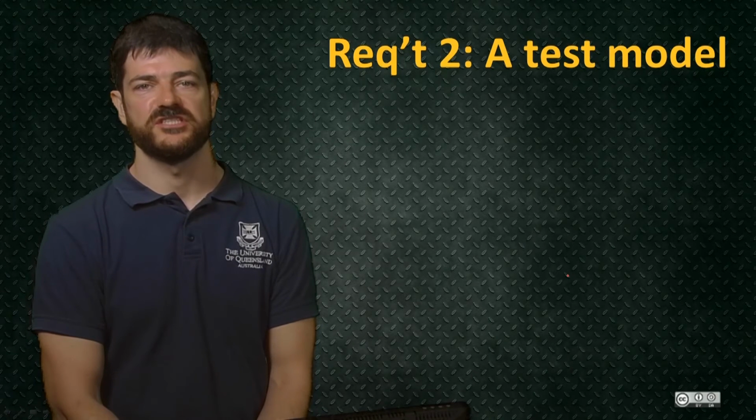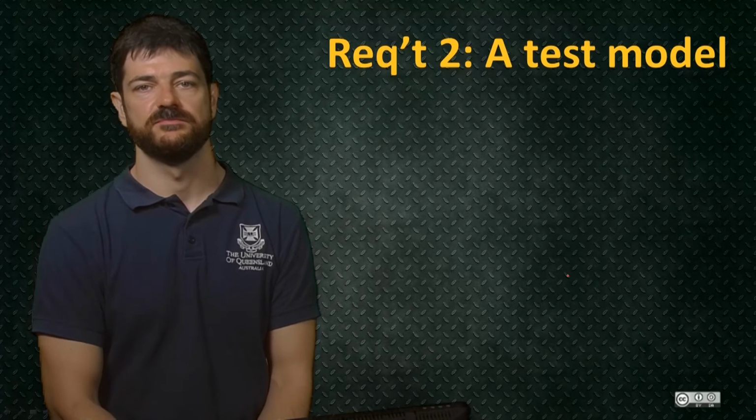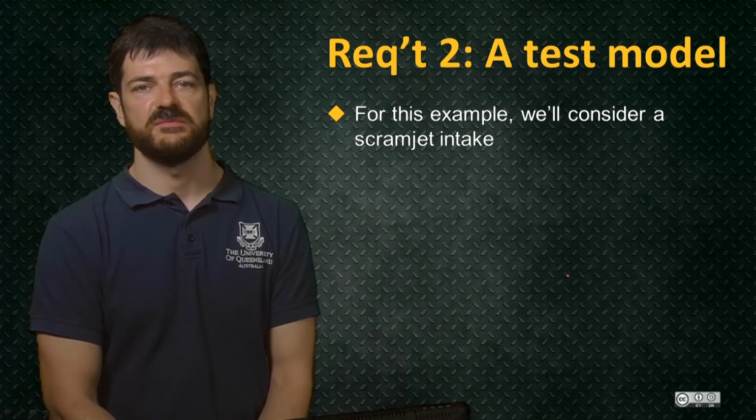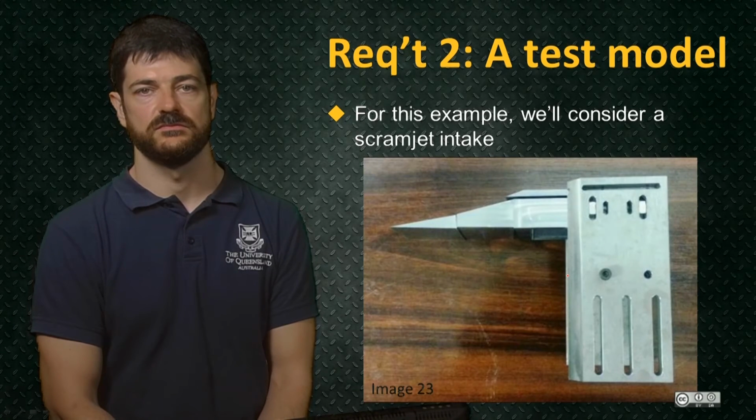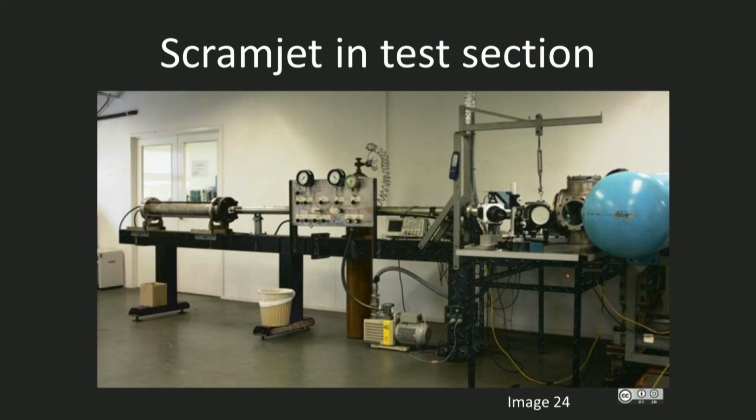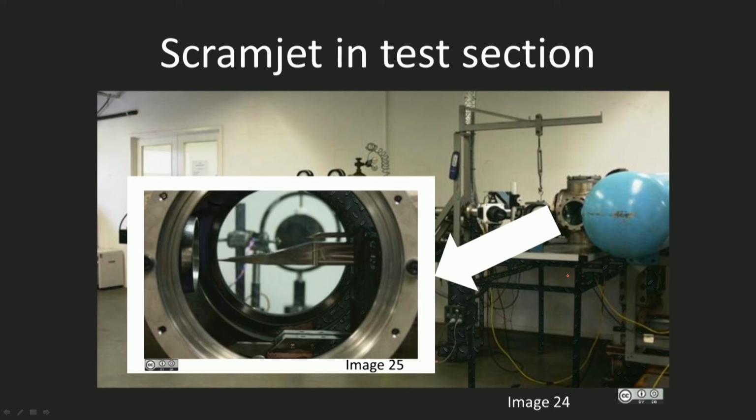The second requirement for Schlieren testing is that we need a model. In this example, that model is a scramjet intake. So where does it go in the facility? It's located in the test section. So here we have the nozzle, here we have the model. Test gas will flow from the nozzle over the model in the direction shown by the arrows.